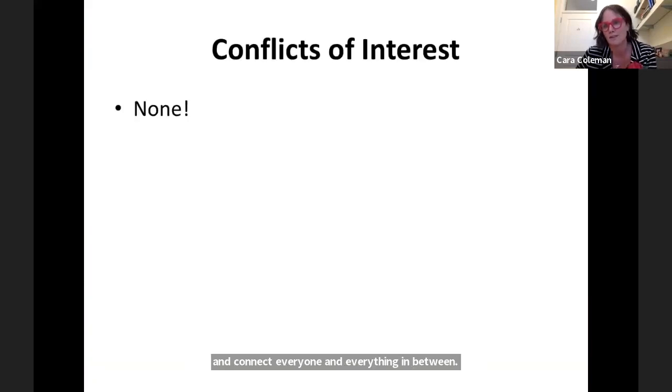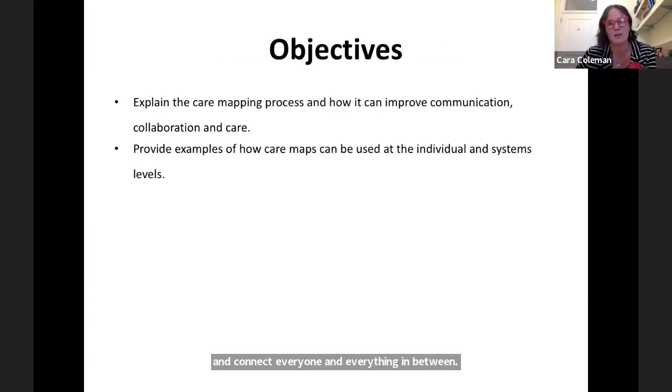So no conflicts of interest, and so not important enough to have any disclosures. And as Christy shared earlier, my objectives are just really explaining the process and how I think it can improve communication, collaboration, and care, and just some different examples of different ways to use care maps.